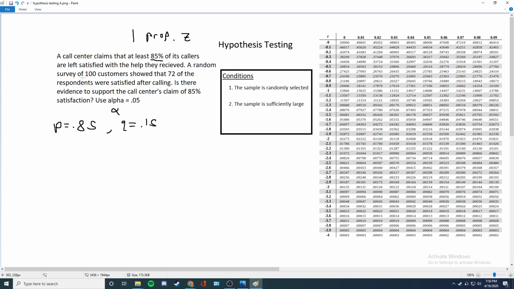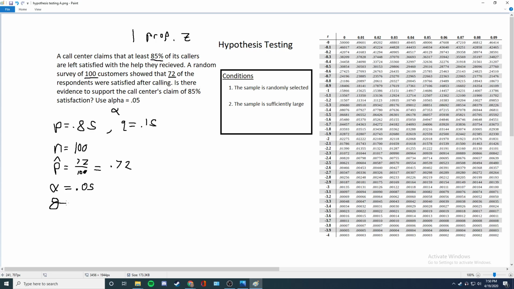Now it says a random survey of 100 customers, which means our sample size, N, is 100, showed that 72 of the respondents were satisfied. So we'll take that number of successes and divide by the sample size to get our P hat, or our sample proportion. So 72 over 100 equals 0.72. And now it also tells us that alpha is 0.05.